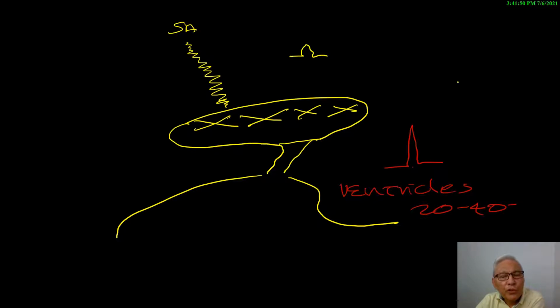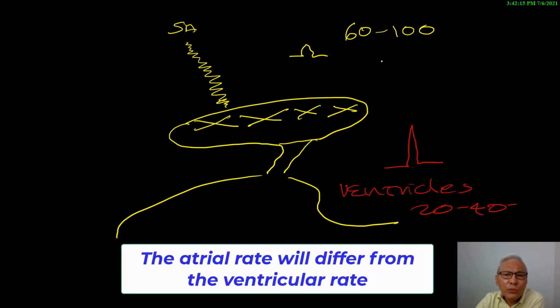It will result therefore in different rates because the sinus node has a potential for 60 to 100 beats per minute, whereas the ventricles have a potential for generating electrical impulses at a much slower rate of 20 to 40. So one of the characteristics that you will see is that the atrial rate is going to be different from the ventricular rate.